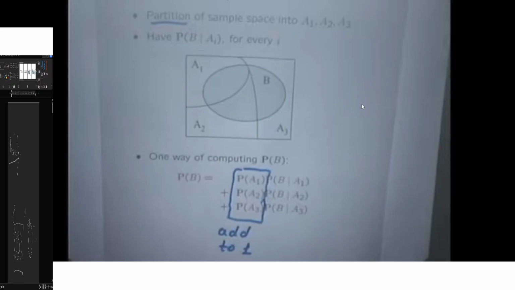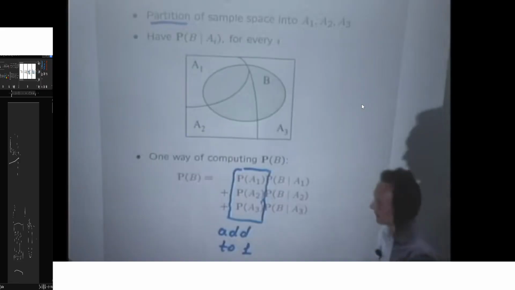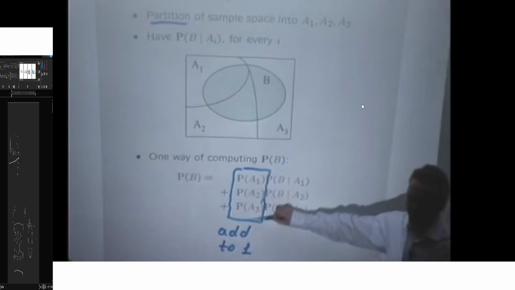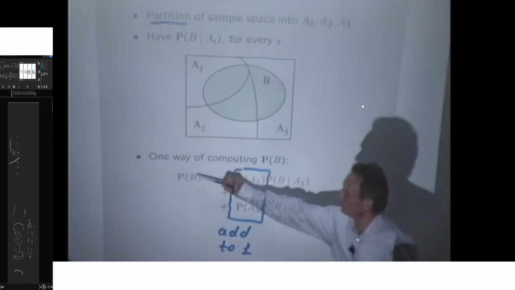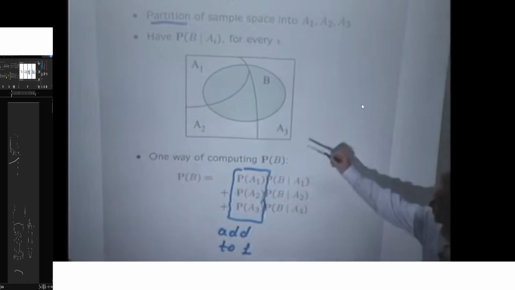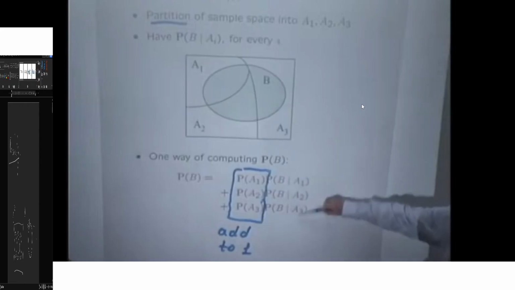Suppose the 3 scenarios are equally likely. So P of A1 equals 1/3 equals P of A2, P of A3. What are we saying here? In that case of equally likely scenarios, the probability of B is the average of the probabilities of B in the 3 different worlds or in the 3 different scenarios.